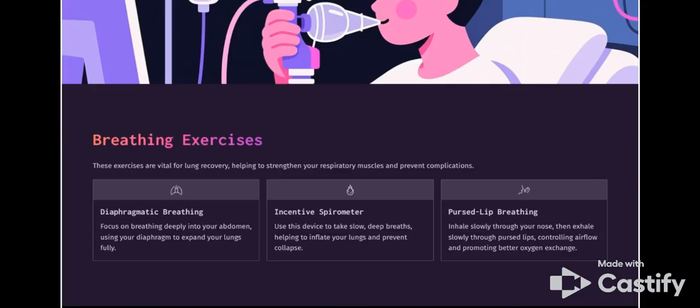Some breathing exercises include diaphragmatic breathing to strengthen the diaphragm, incentive spirometer used to expand the lungs and prevent collapse, and pursed lip breathing to control airflow and reduce breathlessness. These exercises are essential to rebuilding the patient's lung capacity.